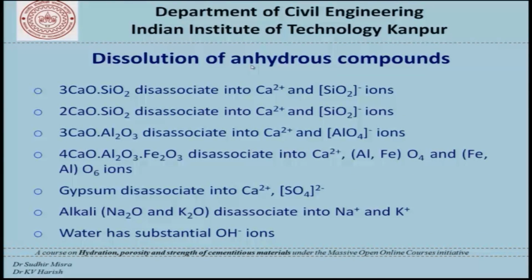and in order to understand the dissolution process, what you have to know is that tricalcium silicate dissociates into calcium 2+ ions. Remember that in the morphology of the compounds we have already seen that they exist as calcium ions and silicate ions. So, tricalcium and dicalcium silicate dissociate into calcium 2+ ions and SiO2- ions. In the case of aluminates, they dissociate into calcium ions and AlO4- ions. Remember, you have 6 numbers.